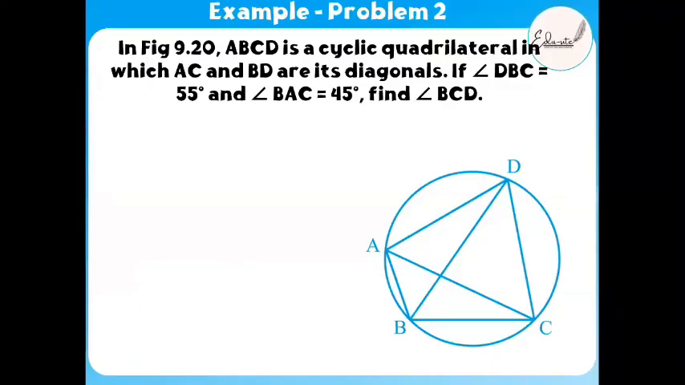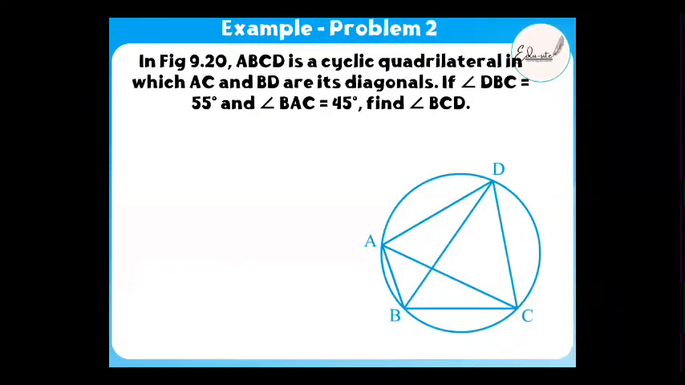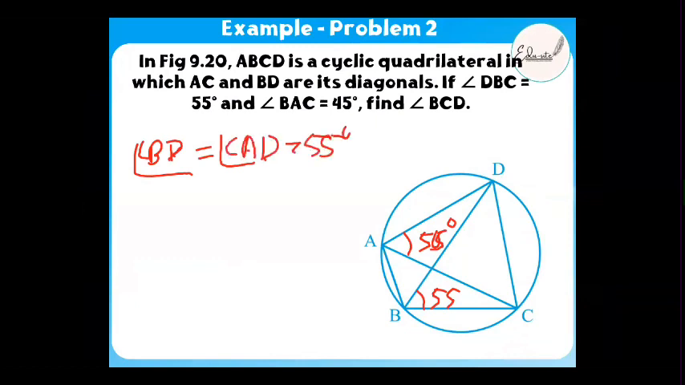And the example problem 2, which theorem did we apply, beta? This is equal to this. So this is 55. Then this is 55. Fine? Fine with it? So what do we write now? Angle CBD is equal to angle CAD, which is equal to 55 degree. Why is it so? Please write it down.